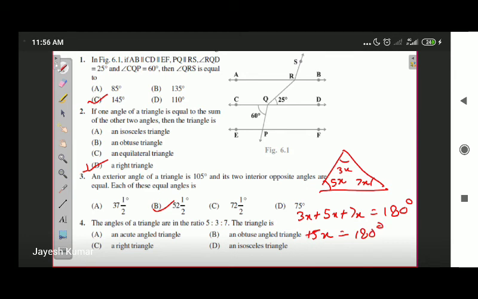You simplify it, 3 5s are 15, 3 6s are 18, 60 and 5 12. So the value of x is 12, and you have to determine whether it is an acute angle, obtuse angle, right angle or isosceles triangle. So it is not an isosceles triangle because none of the two ratios are the same, and it is not a right angle triangle because none of the angles is 90 degrees. 90 does not come in the table of 12. Okay, that is why none of the angles is a right angle.